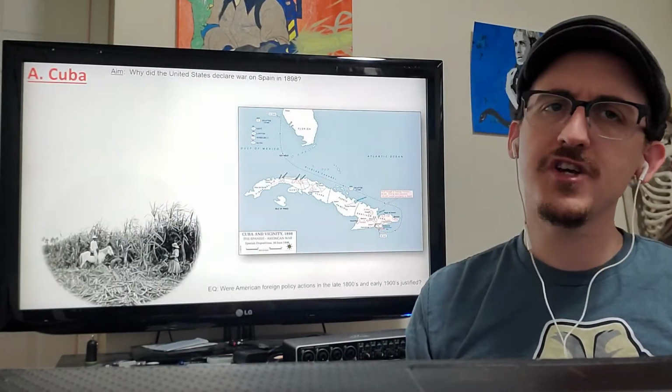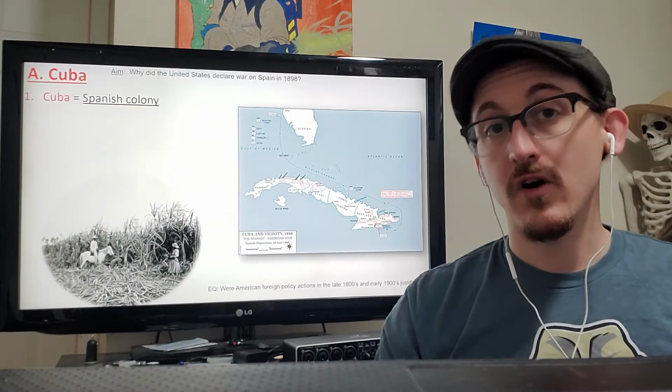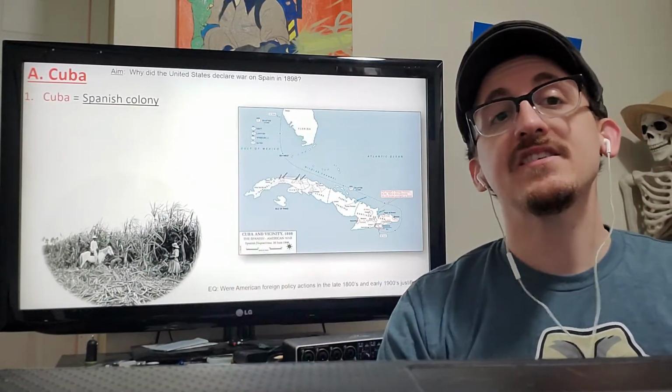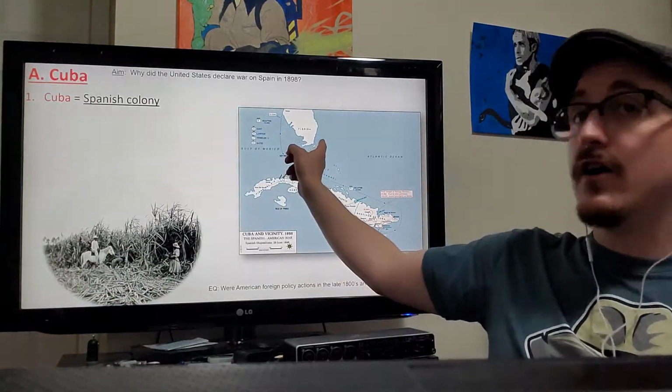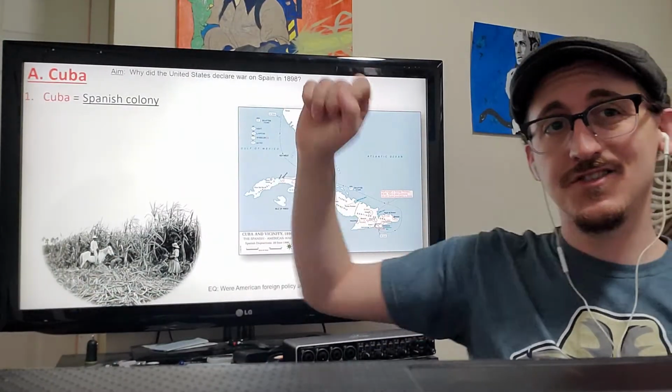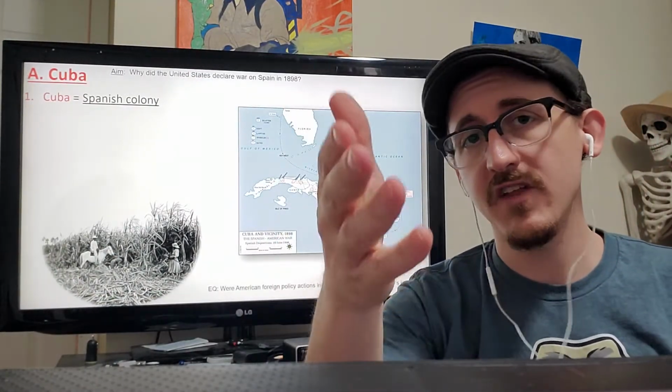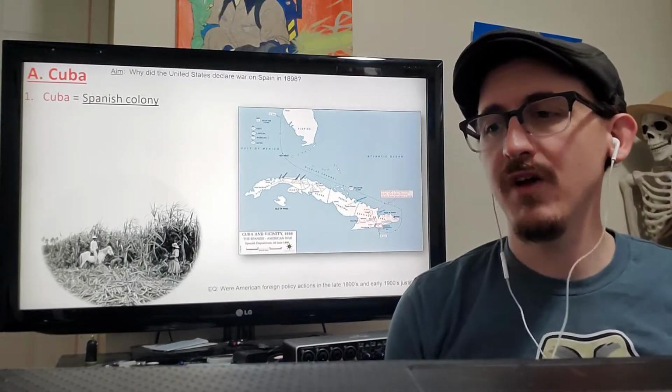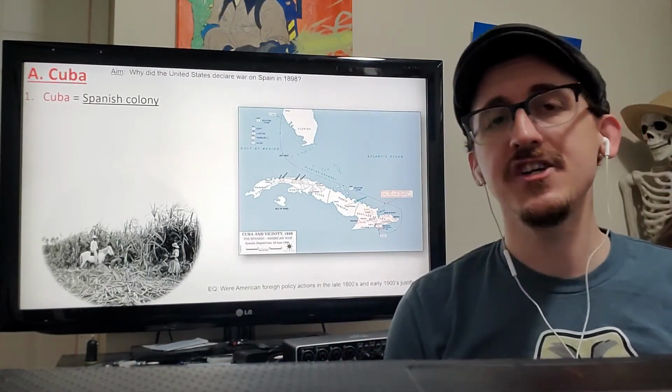Cuba. So the situation in Cuba, like I said, Cuba is a Spanish colony. This is Florida right here. 90 miles, right in the backyard of the United States. This is why Cuba and the U.S. have always had this really close relationship.